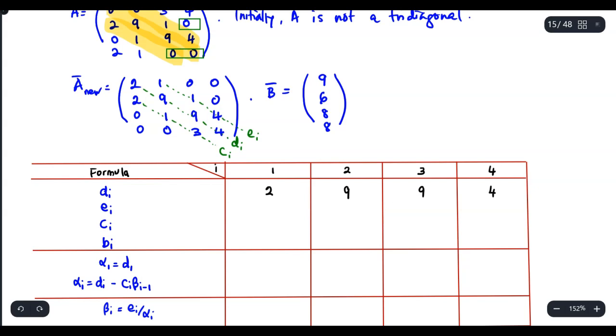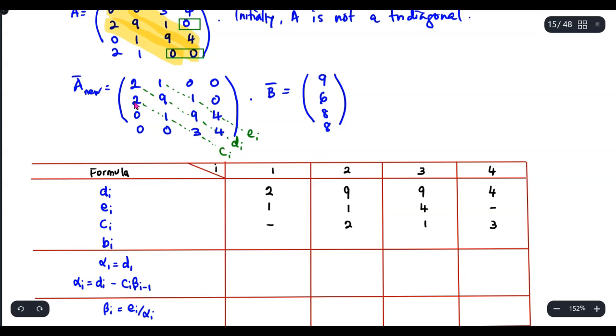E is the upper diagonal, also starting with E1. So we have 1, 1, and 4, but we don't have E4, because the elements of E here only go up to the 3rd row. We don't have E at the 4th row. And then C is the lower diagonal here, which starts at row number 2. So we don't have C1. It starts with row number 2, so we have 2, 1, and 3.